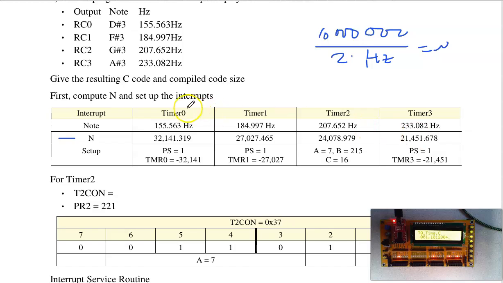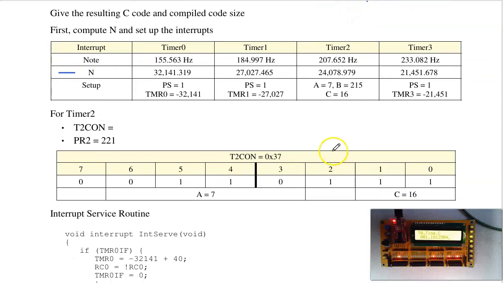To do that, I'm going to use 4 different interrupts. Timer 0 is just prescaler times y. I'm going to have the prescaler 1, so this is y. Likewise for timer 1, likewise for timer 3. Timer 2 is a little bit weird. I need to have a times b times c is 24,000. Here's one combination. To do that, I need to set up T2CON and PR2. PR2 is just b minus 1. So PR2 is actually 214.